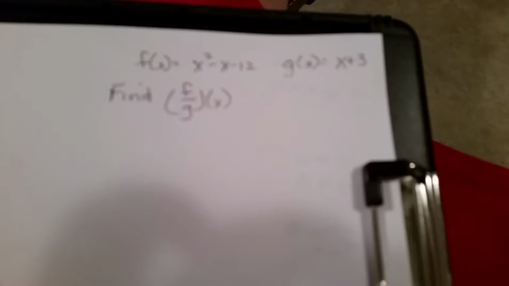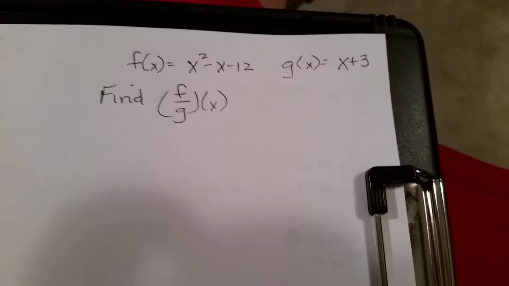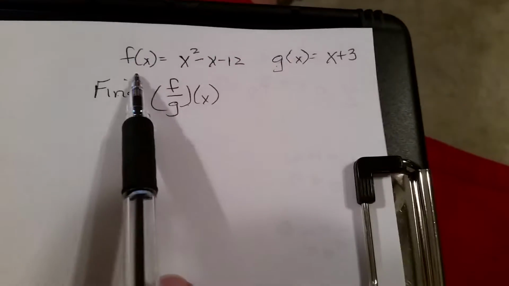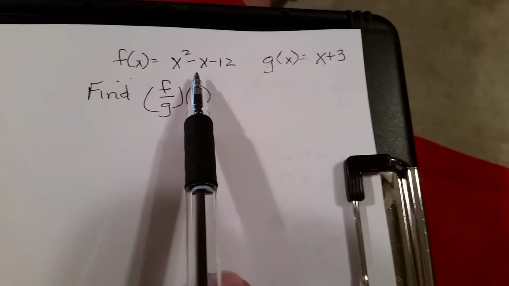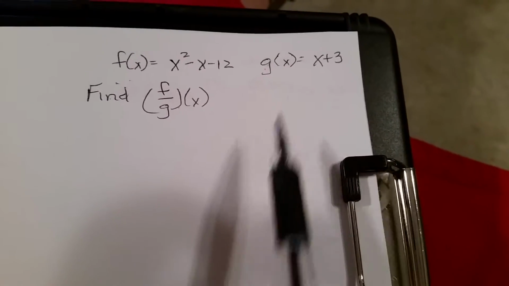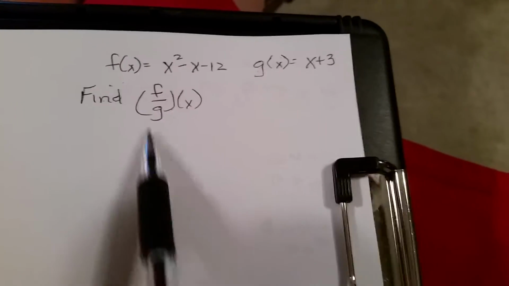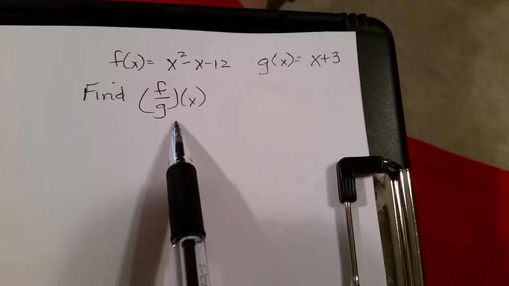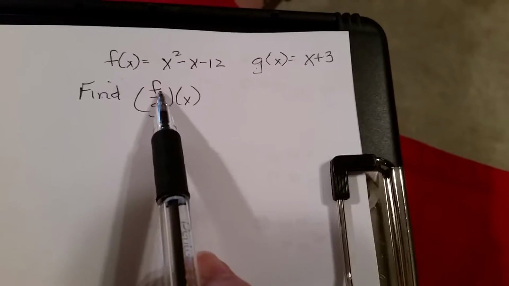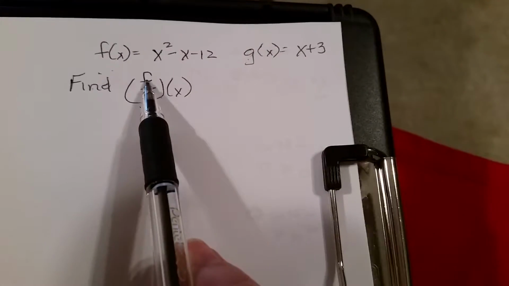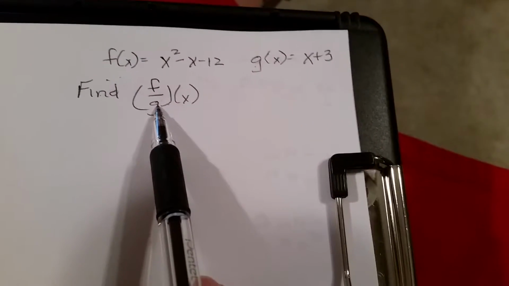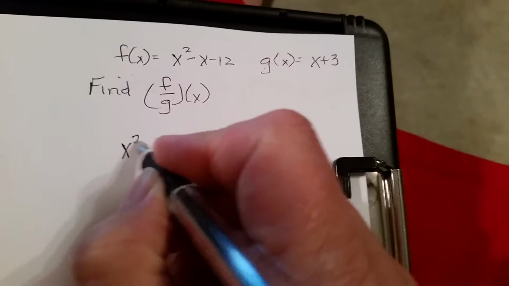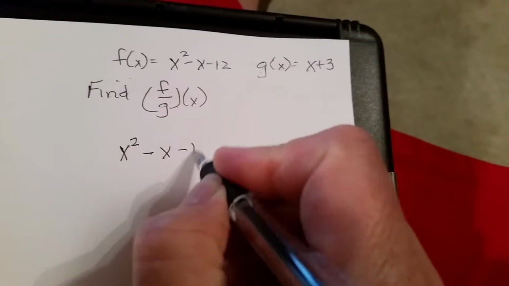Right, the last thing we can do in our operations with functions is the division. And so again, we have an f function, x squared minus x minus 12, and a g function, x plus 3. Here tells us what operation we are to perform with these two functions. This is division. Anytime you see a fraction, numerator divided by denominator, that's all a fraction is, a division problem. So the first thing we need to do is just set it up properly.